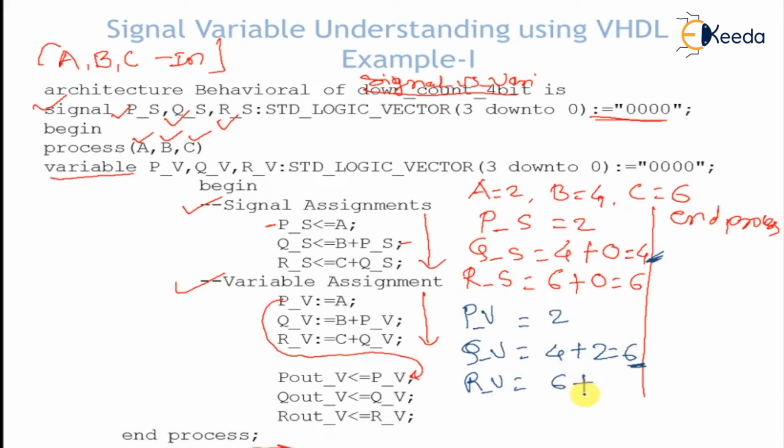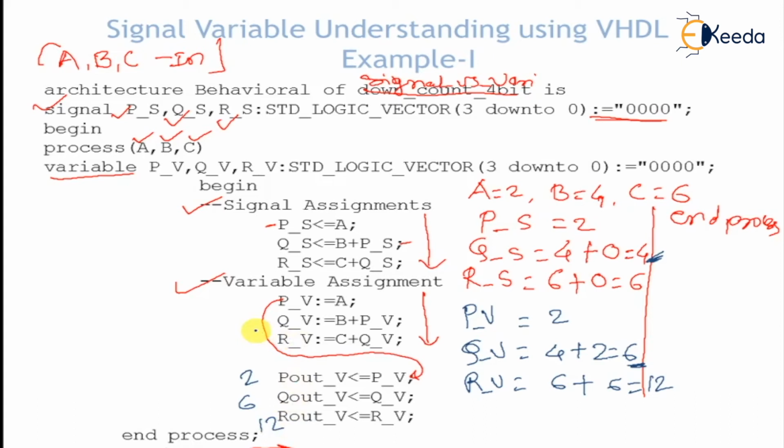C 6 plus the previous value of QV, immediately 6. So here it will become a 12. Here it will become a 12. Like that, these values are indirectly assigned to P out: 2, 6 and 12. If you understand, this is the difference between signal assignment and variable assignment.